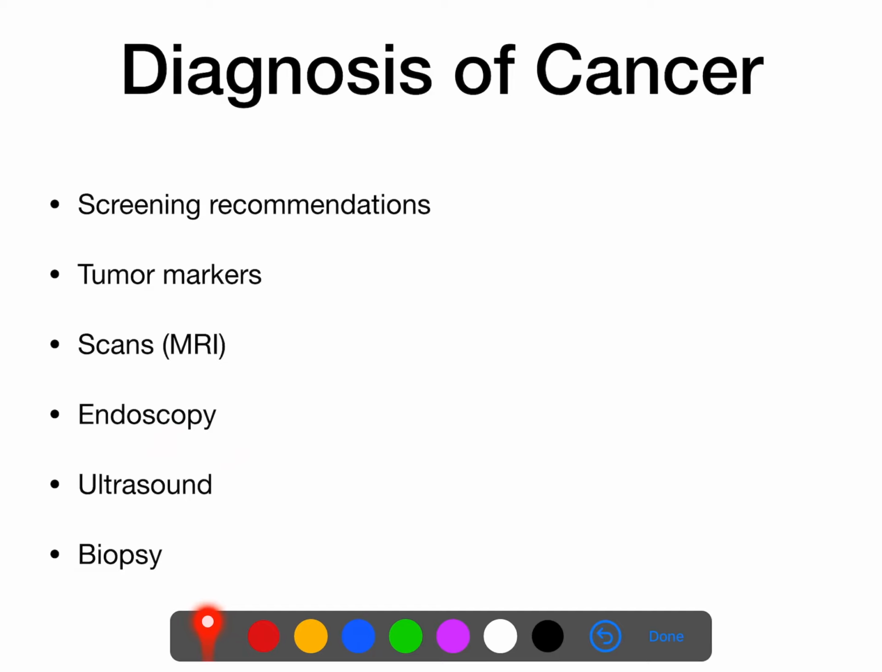Ultrasounds use sound waves to detect the density and shape of tissue. And they're usually cheap and non-invasive.